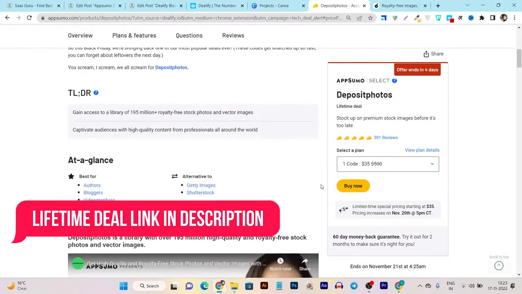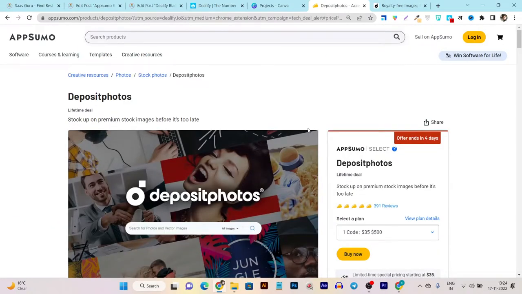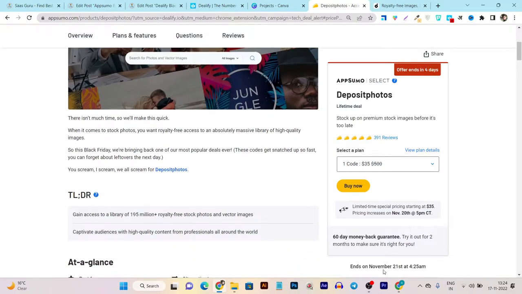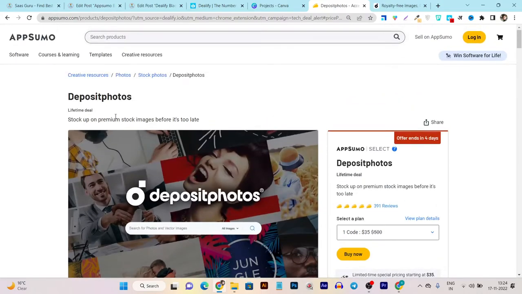And one more thing I want to tell you here, this DepositPhotos surprise deal is only going to last for 4 days, and this is day one, so you have 3 more days. Before 21st November this deal is available, and after that it will end. So this is just a few days' sale for a limited period. The lifetime deal is back again, so make sure you grab it.